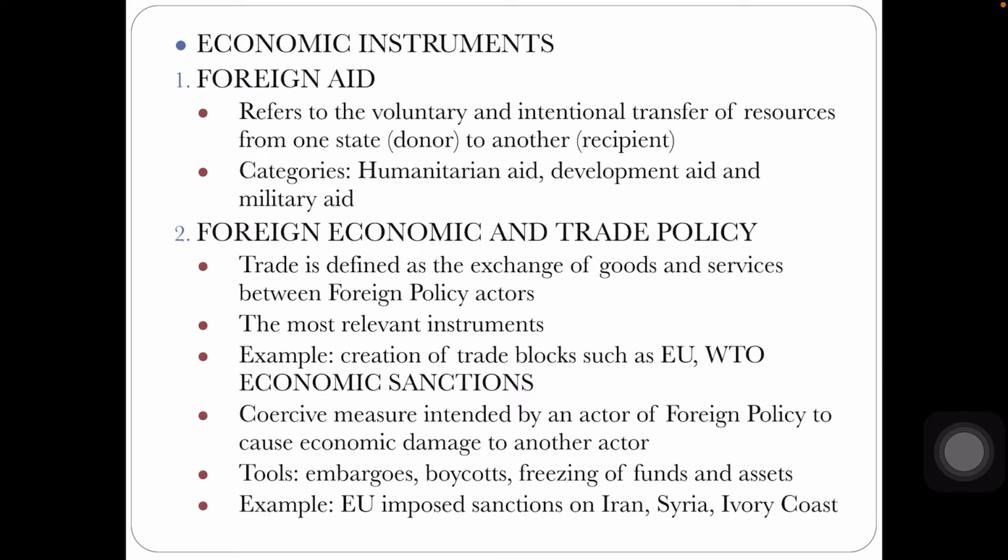It can be said that there are coercive measures intended by an actor of foreign policy to cause economic damage to another. The tools that have been used are embargoes, boycotts, and freezing of funds and assets. So this is known as economic sanction. For example, the European Union imposed sanctions on Iran, Syria and Ivory Coast.